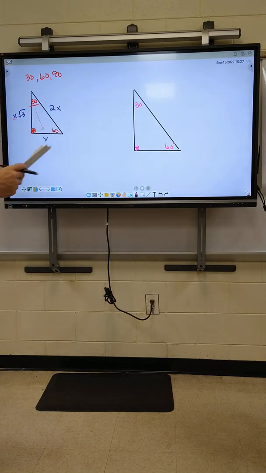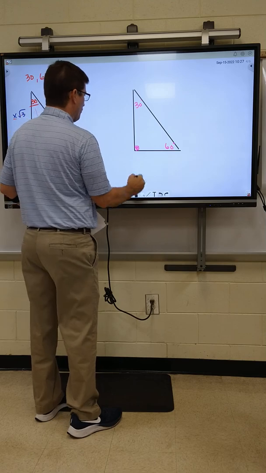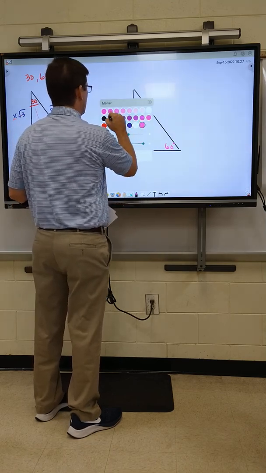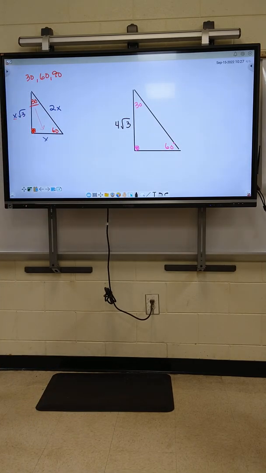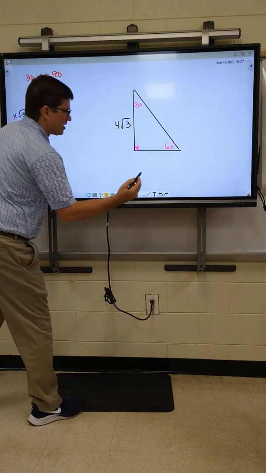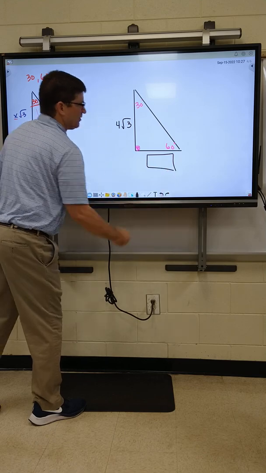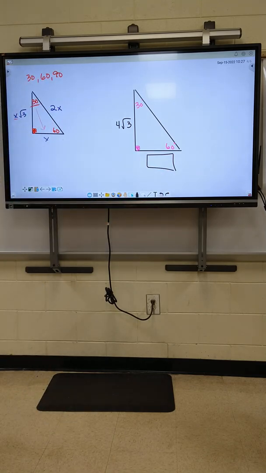All right, number 1 says we got 4 root 3 on this side. 4 root 3 right there. Is that what they got? That's what they've got. Okay. All right, so like I just said, we want to go backwards. We want to find this side first. You always want to find the 30-degree side first.